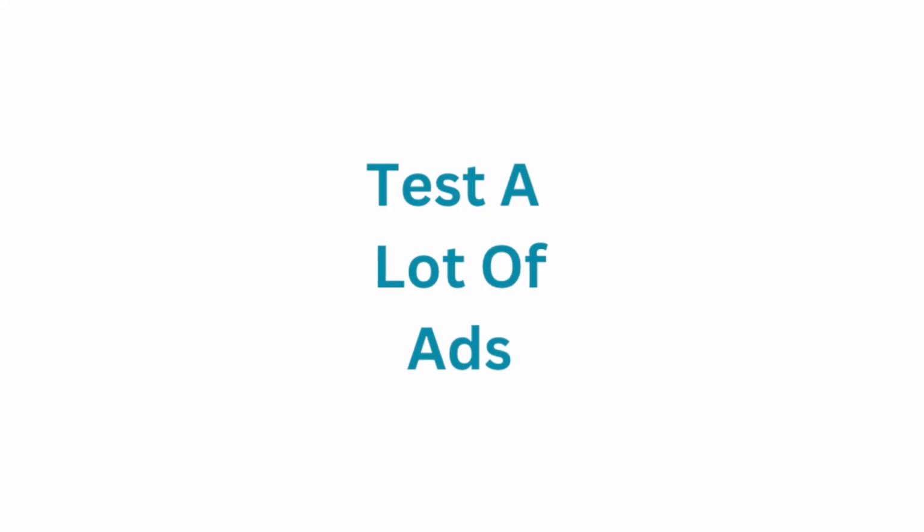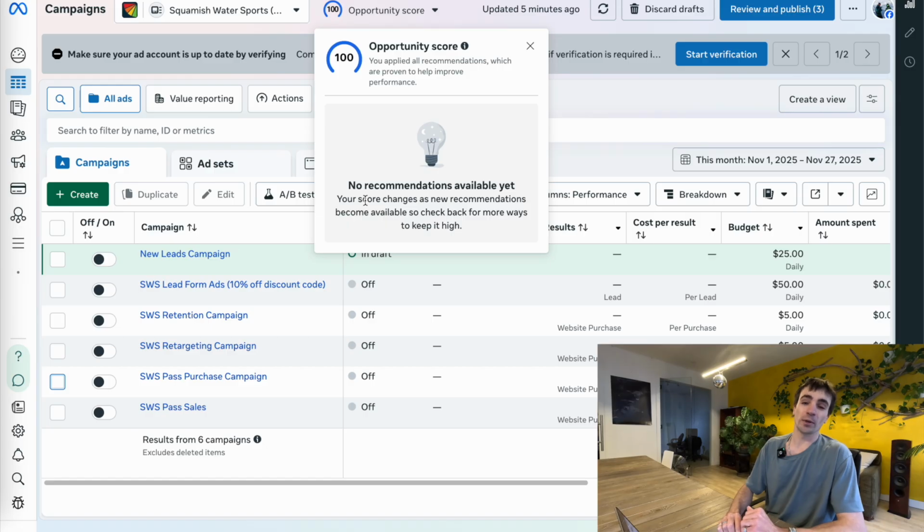Now on to tip number 6, which is test a lot of creatives. More than ever now, especially with the new Andromeda update, it's more important than ever that you run a lot of ads in your ad account.